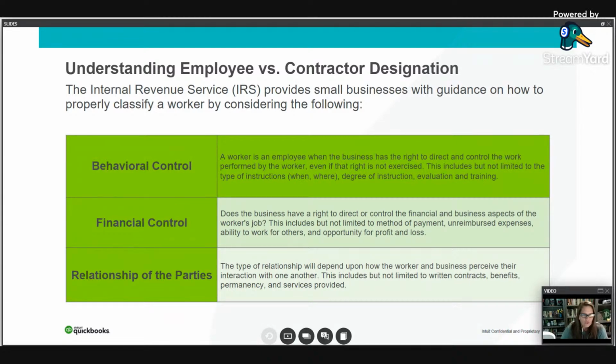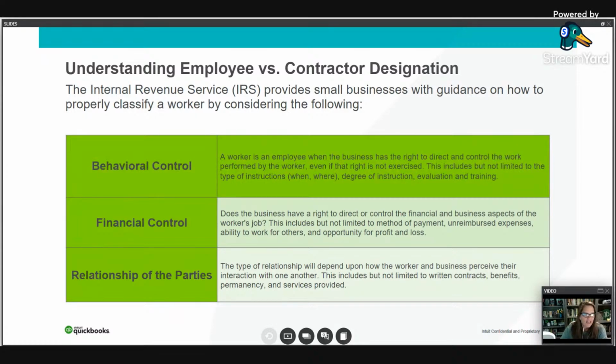Evaluation systems that measure the details of how the work is done point to an employee. Evaluation systems measuring just the end result may point more towards an independent contractor, but it's possible that it could also be an employee.